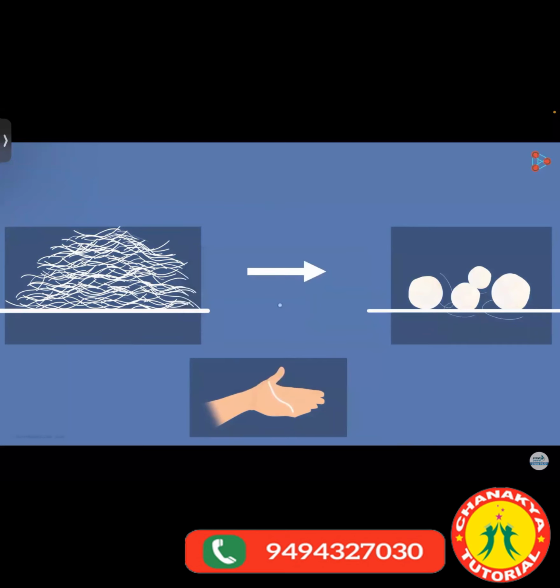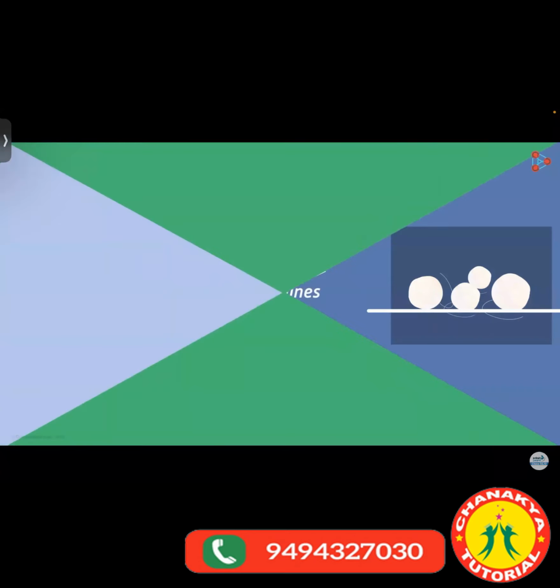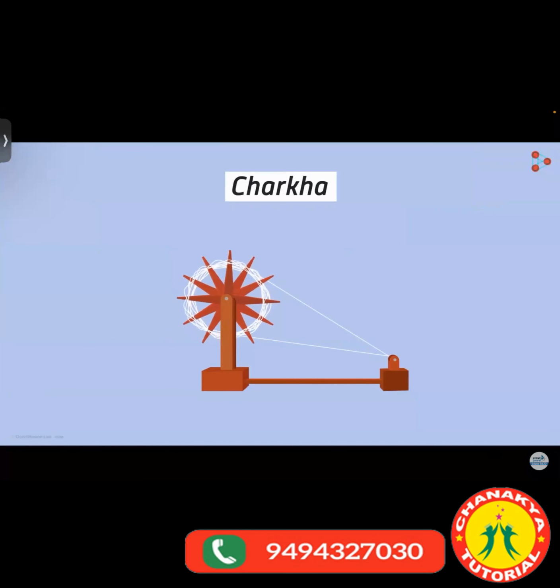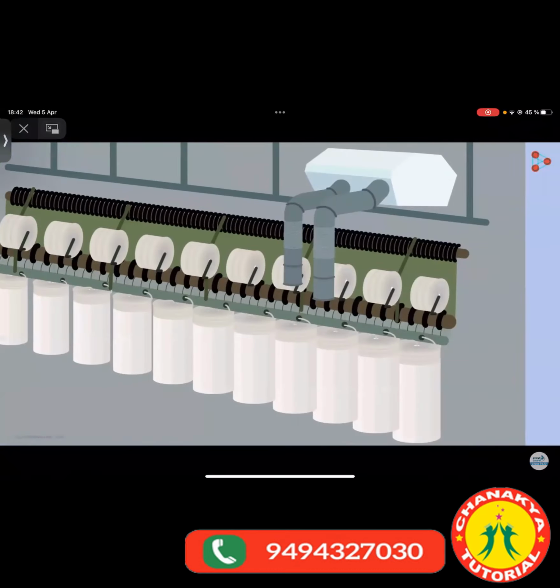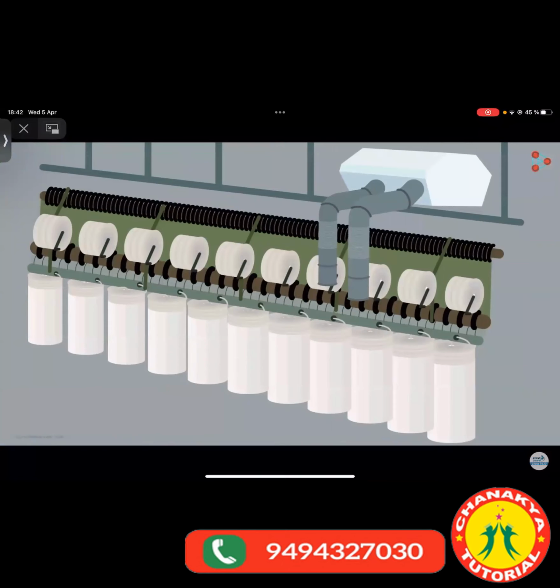Of course, there are machines which help us do that. In countries like India, since many years the traditional equipments like charkha were used. Who used the charkha? Mahatma Gandhi. Very good. So Mahatma Gandhi used to use charkha for spinning of the yarns. Okay.